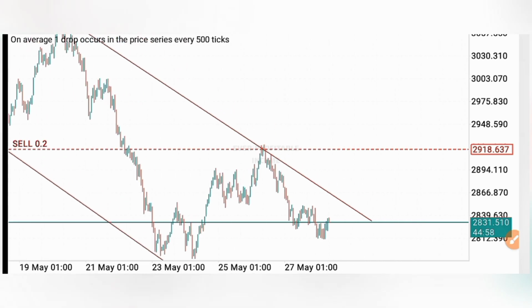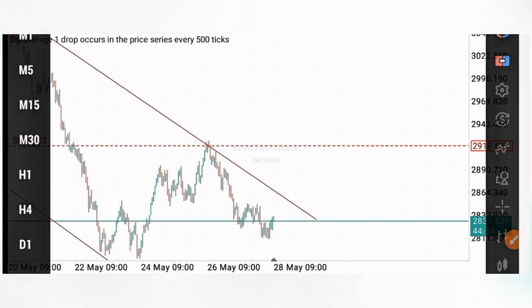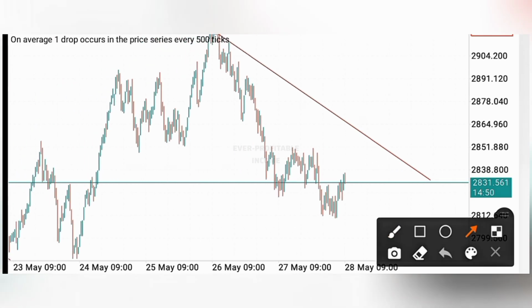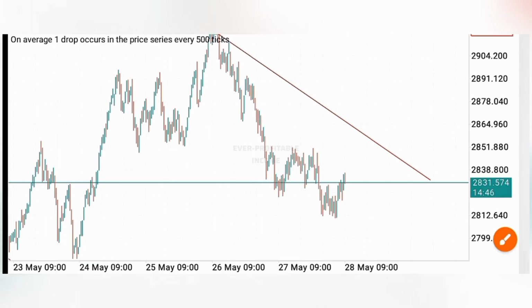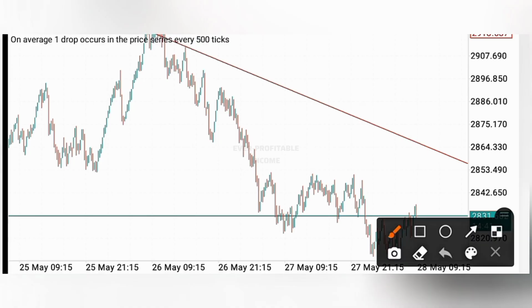If I move over to, let's say, 30 minutes time frame, you'll see that we had a lot of spikes, guys. We caught a lot of spikes. If I move over to the 15 minutes time frame, can you see that? That's a whole lot of spikes that we got, guys.